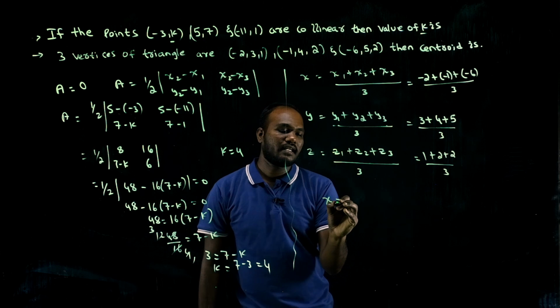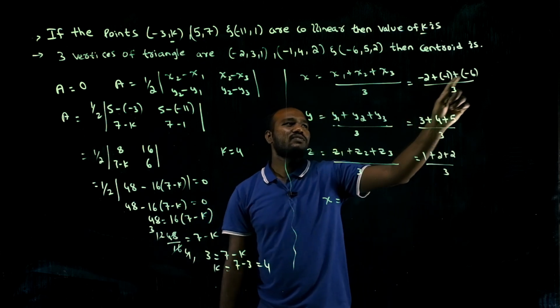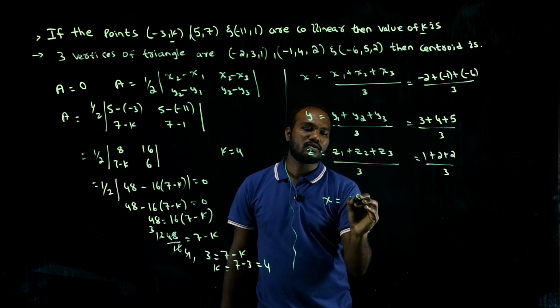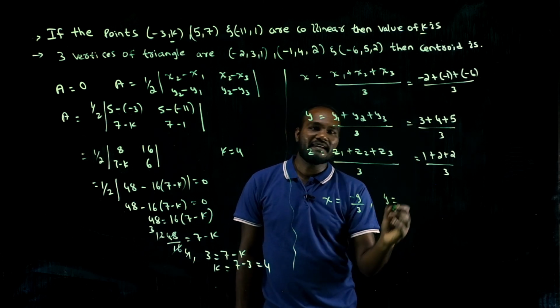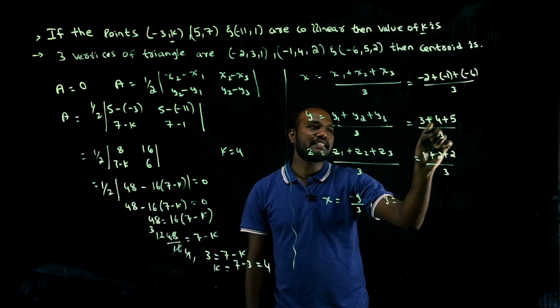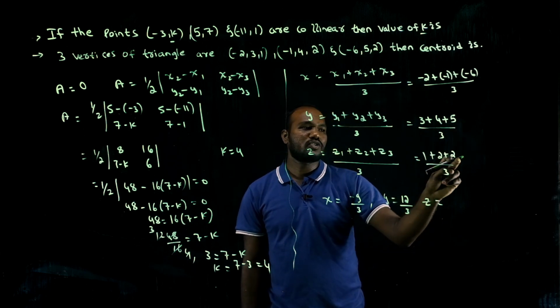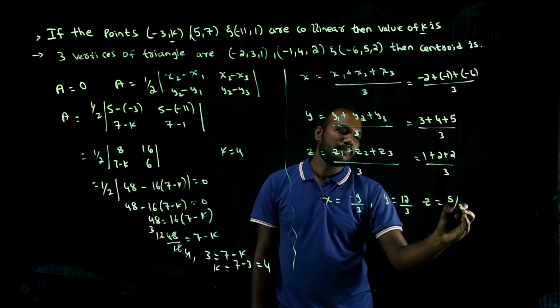So if I just calculate that, what will be the x value? Minus 2 minus 1 minus 6, that is minus 9, so minus 9 by 3. And what will be the y value? 3 plus 4 is 7, 7 plus 5 is 12, so 12 by 3. And also z value. What is the z value? 2 plus 2 is 4. 4 plus 1 is 5, so 5 by 3.